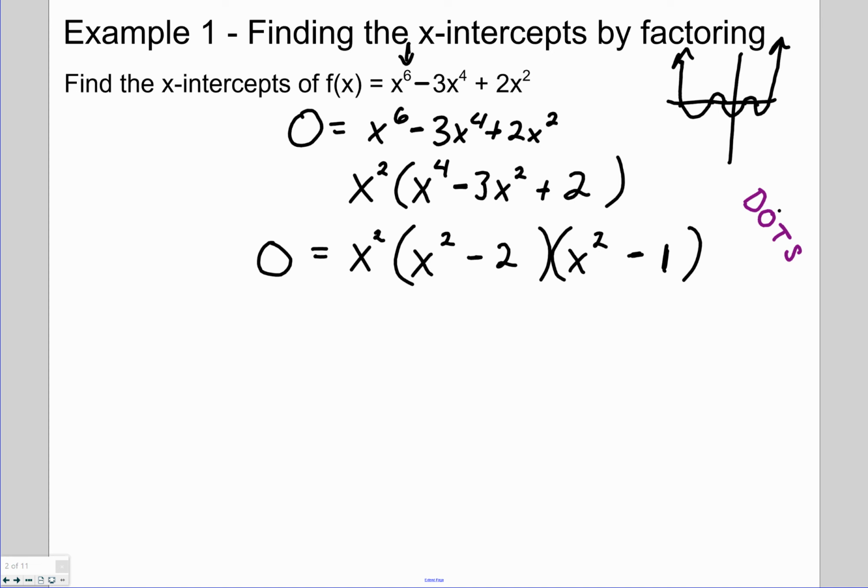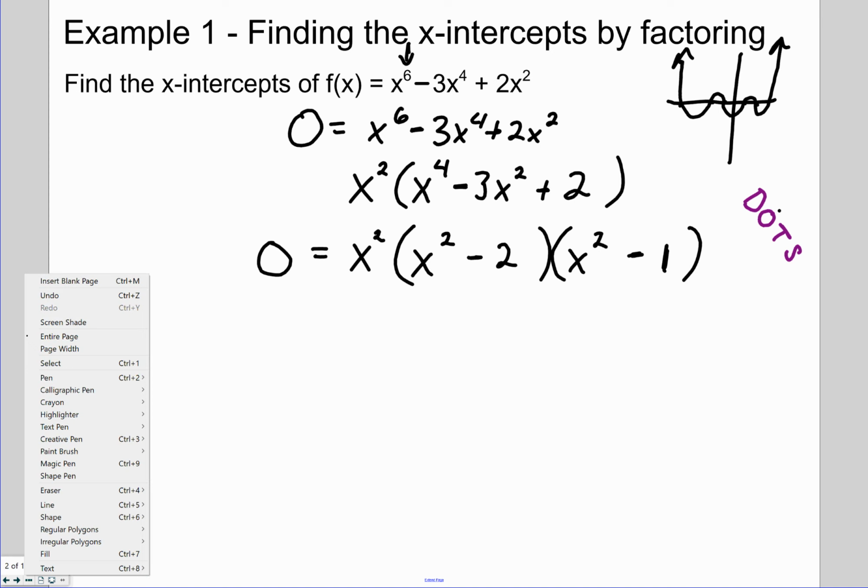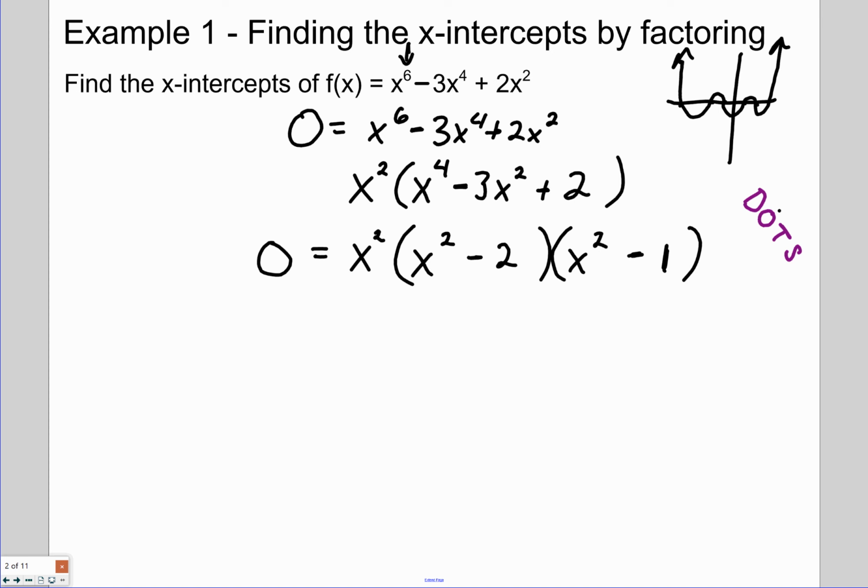No, we don't remember what DOTS means. What did you say? No. What is it, Sylvester? Difference of 2 squares. Difference of 2 squares. Which one up here is the difference of 2 perfect squares?